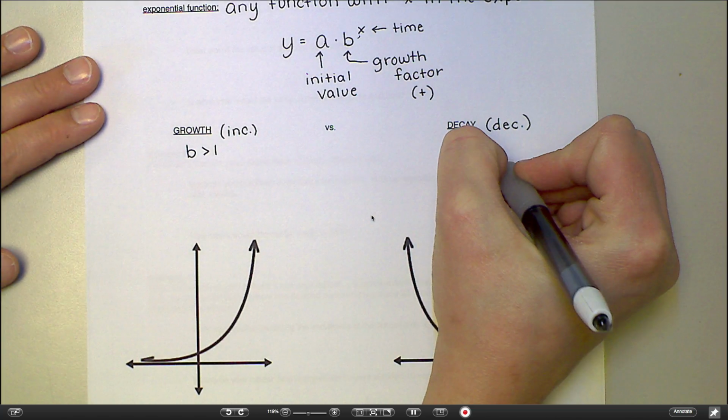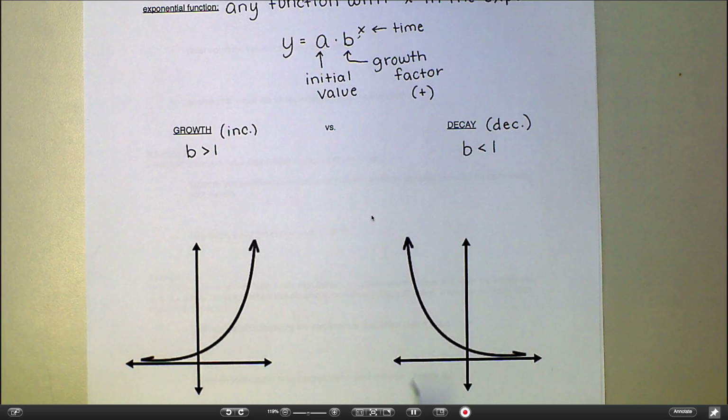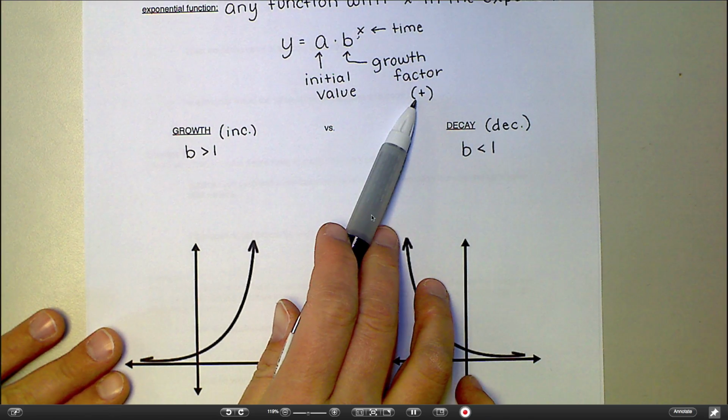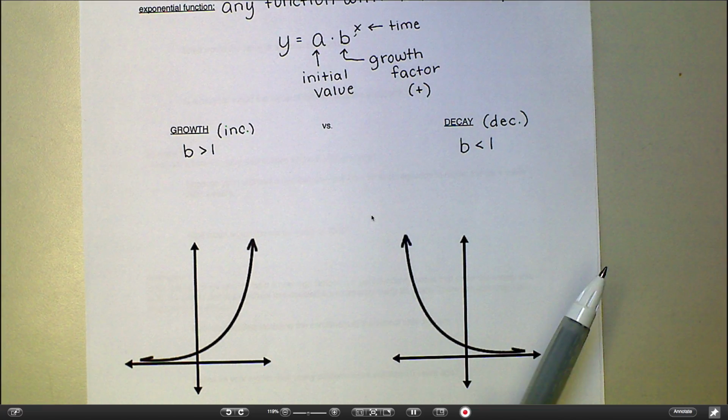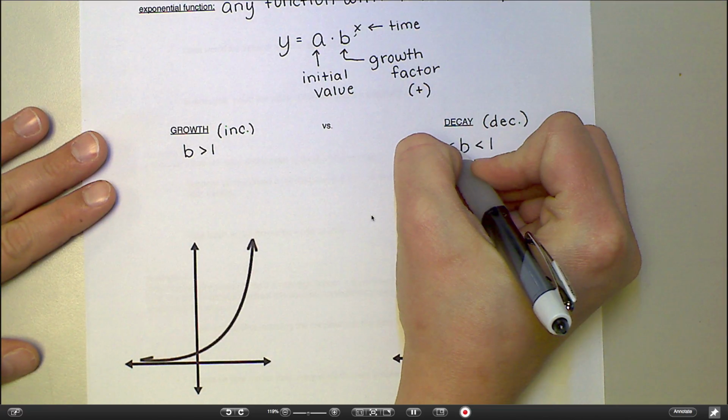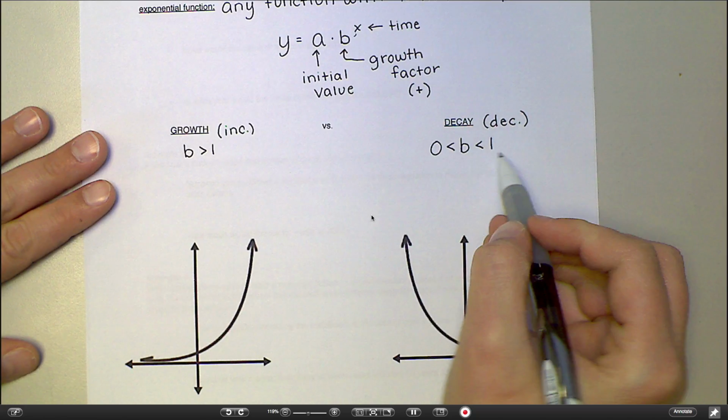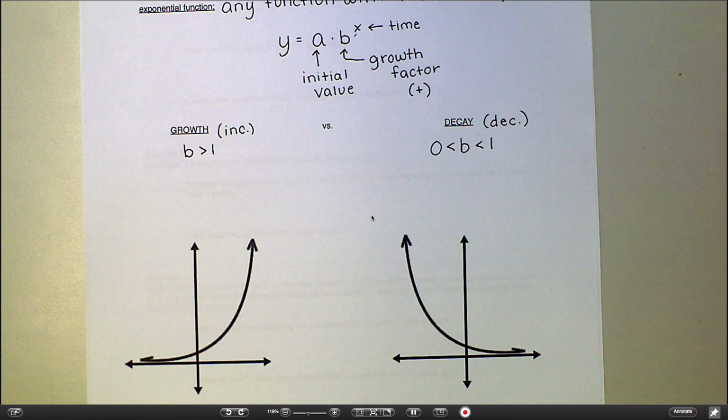But we have to be careful here because we also said that our growth factor has to stay positive. So if it's less than 1, we want to make sure we're not dipping into those negatives. So we also say that it has to be bigger than 0. Really, your B value has to be between 0 and 1.